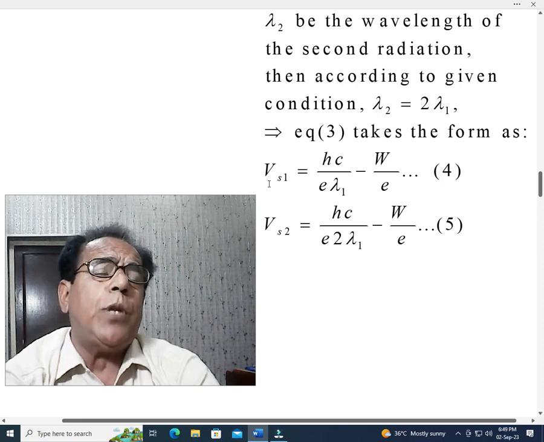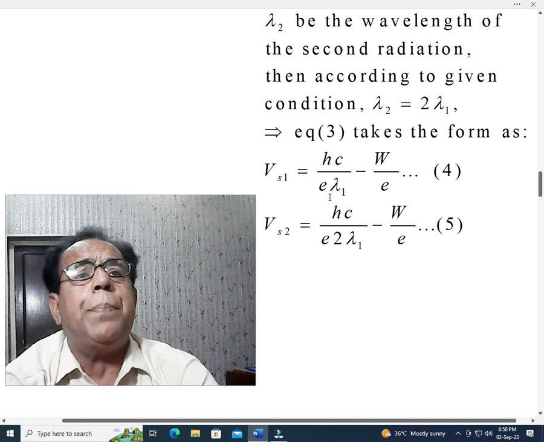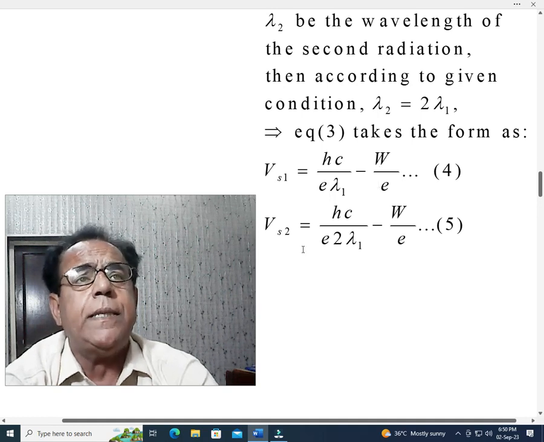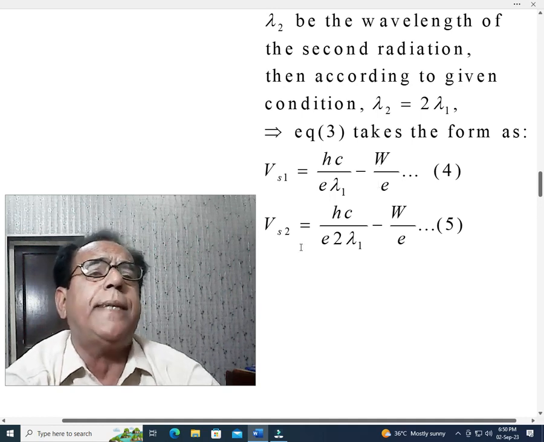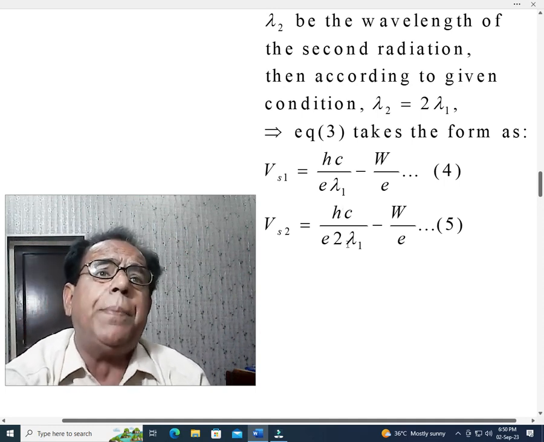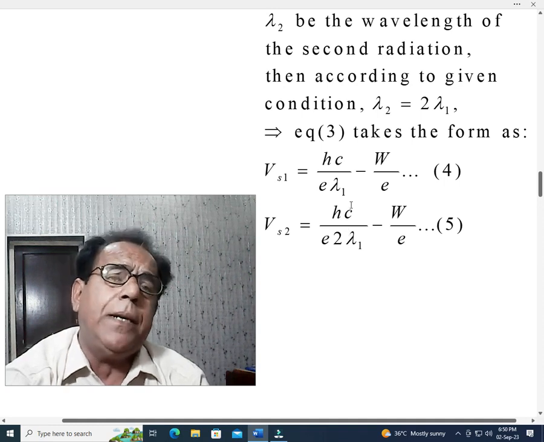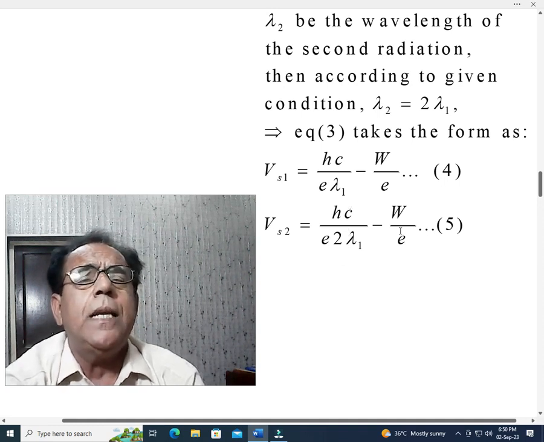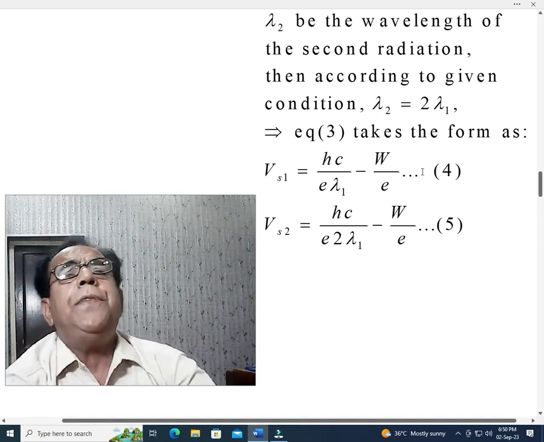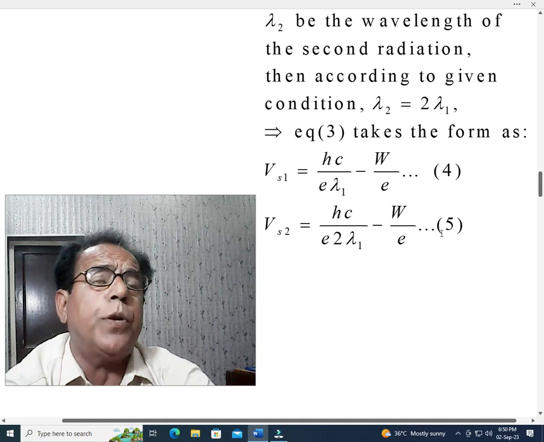So the stopping potential of the first radiation becomes equal to hc over e lambda 1 minus W over e. The stopping potential of the second radiation becomes equal to hc over e into 2 lambda 1, since lambda 2 is equal to 2 lambda 1, minus the work function W over e. We have designated these two expressions as equations number 4 and 5.